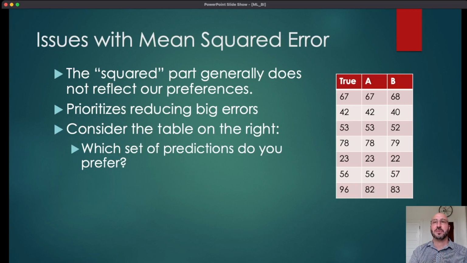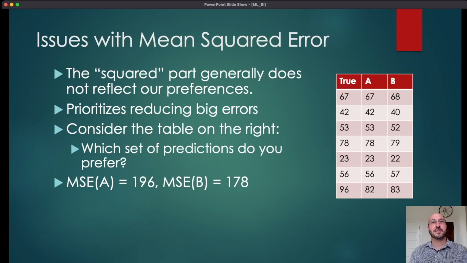I think most people, in most situations, would prefer Model A's predictions. I'd like to be exactly right, and then, yeah, in one of these cases I have a big error. But I wouldn't prefer to make that big error a little bit less big at the cost of ruining my performance on the first 6 predictions.